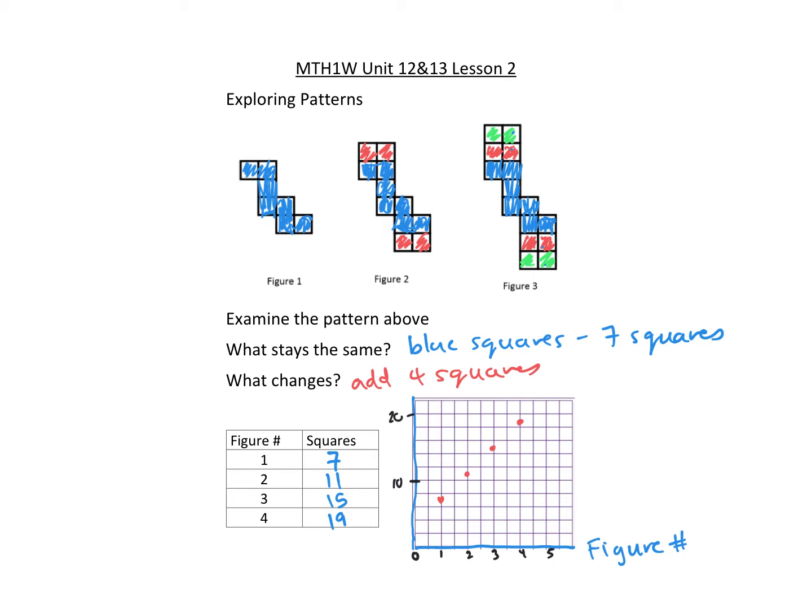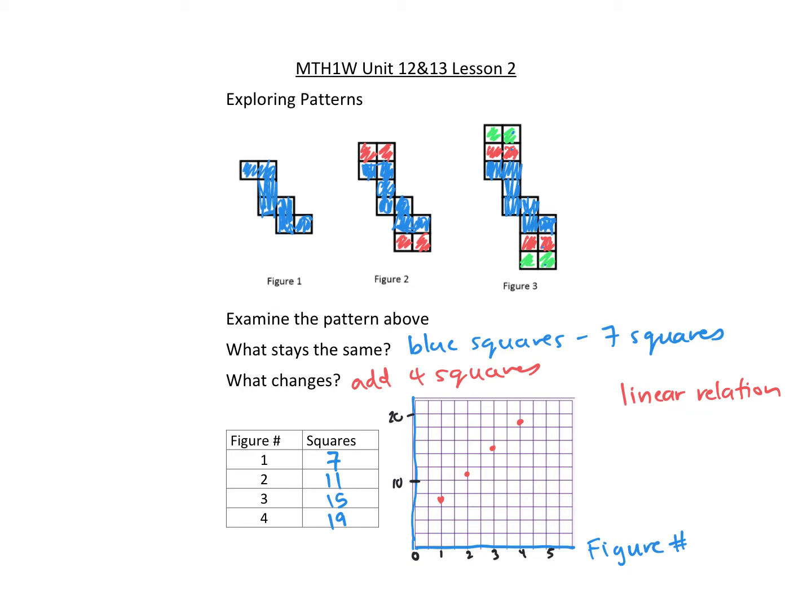So I can see that it is a linear relation. The points are going to go in a straight line. I'm not going to join the points because I can't have values in between. I'm not going to have 1.5 figures. It's either figure 1, figure 2, figure 3. So they are discrete values.